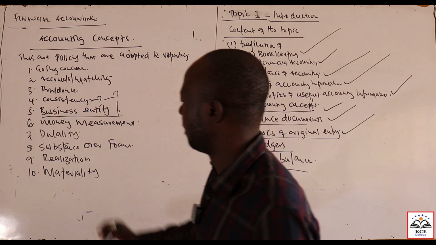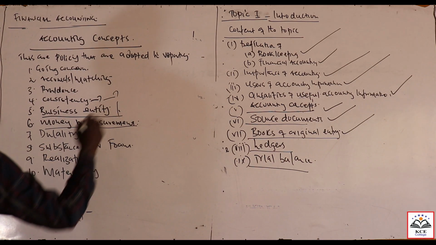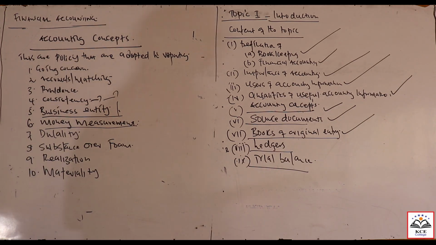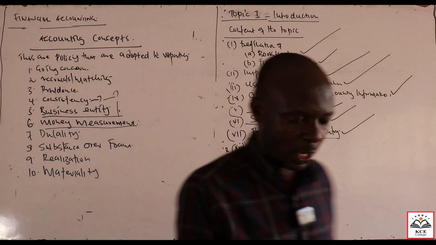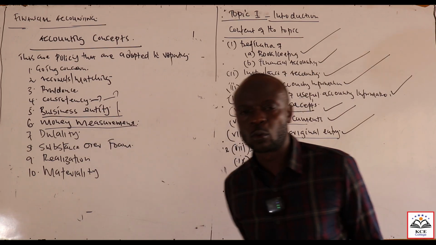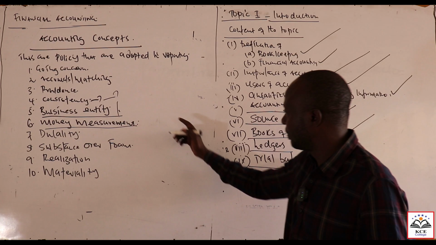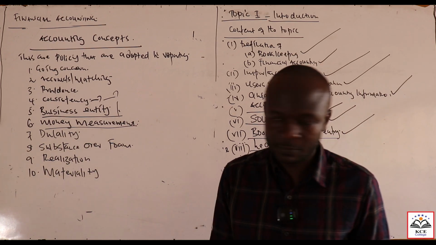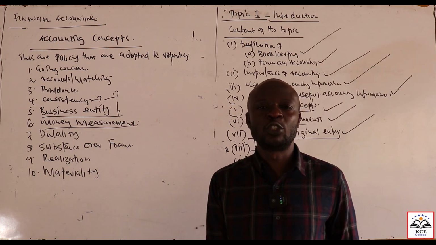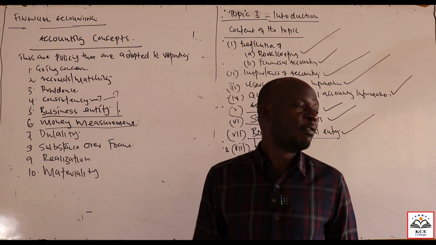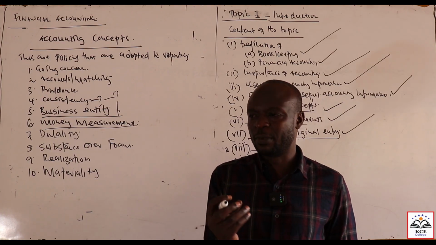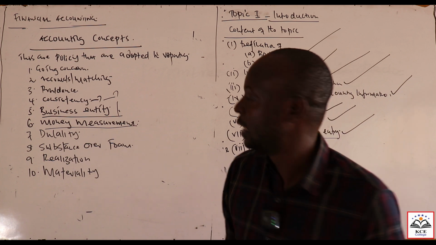Then we go to number 6, money measurement. Money measurement simply means that items that are recorded in financial statements should have some monetary attribute. We should be able to attach some monetary value to it.